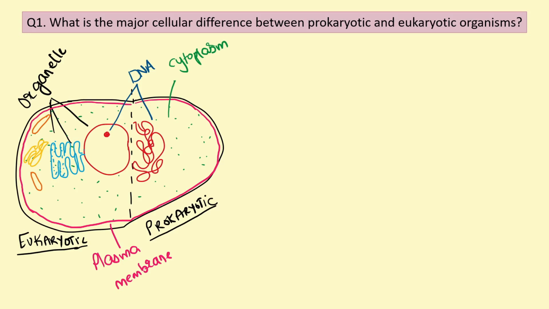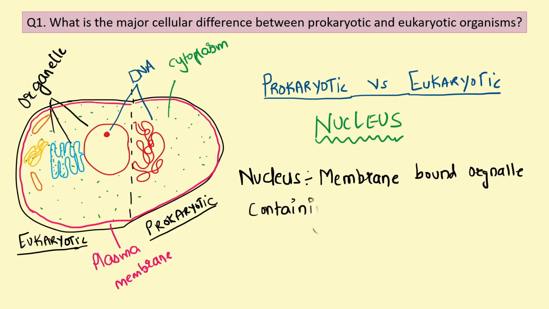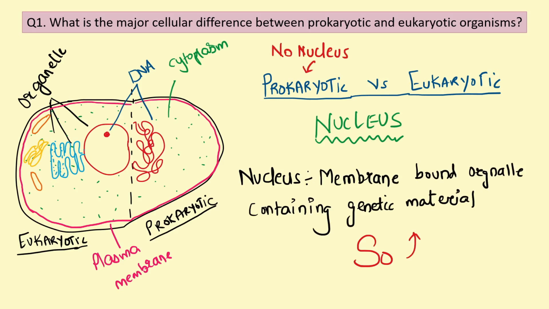So what majorly differentiates prokaryotic versus the eukaryotic cells? It is the nucleus. What is the nucleus? Nucleus is a membrane-bound organelle containing the genetic material. So prokaryotic cells lack a nucleus, that is, a nucleus-like membrane structure, and in a eukaryotic cell, the nucleus is present. This is the major difference.